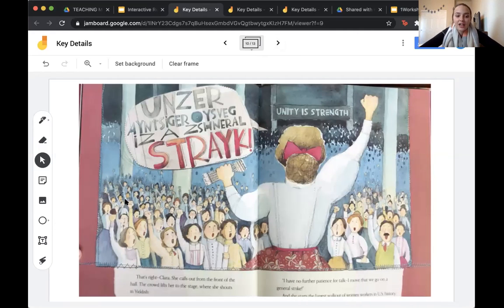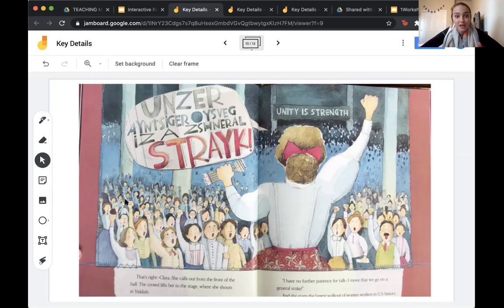That's right, Clara. She calls out from the front of the hall. The crowd lifts her to the stage where she shouts in Yiddish. I have no further patience for talk. I move that we go on a general strike. She starts the largest walkout of women workers in U.S. history.